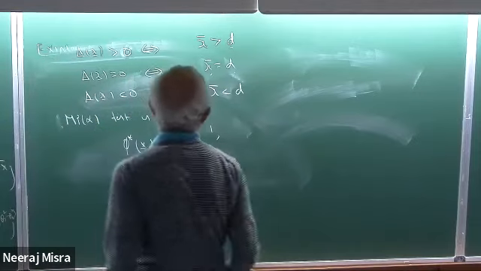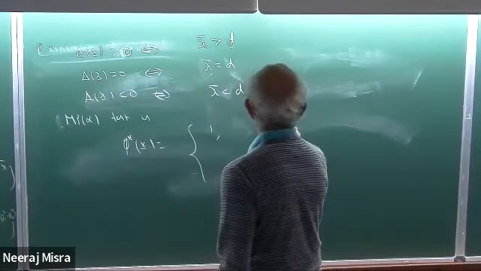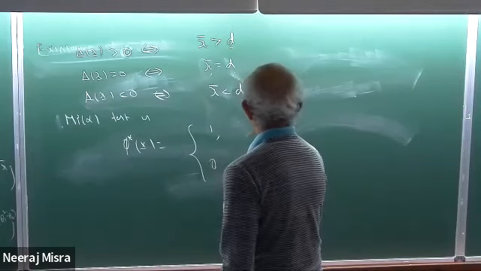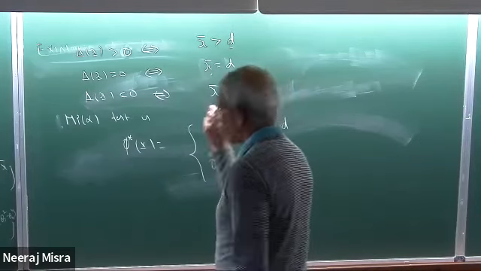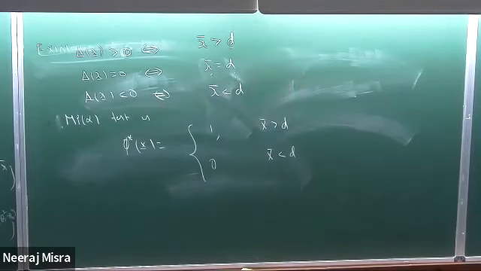which is equal to 1 if x bar greater than D, 0 if x bar less than D. I need not bother about what happens if x bar equals D. In practice, it may happen. You can take anything. Whether you include it here or over here doesn't matter, because the probability of that is 0.